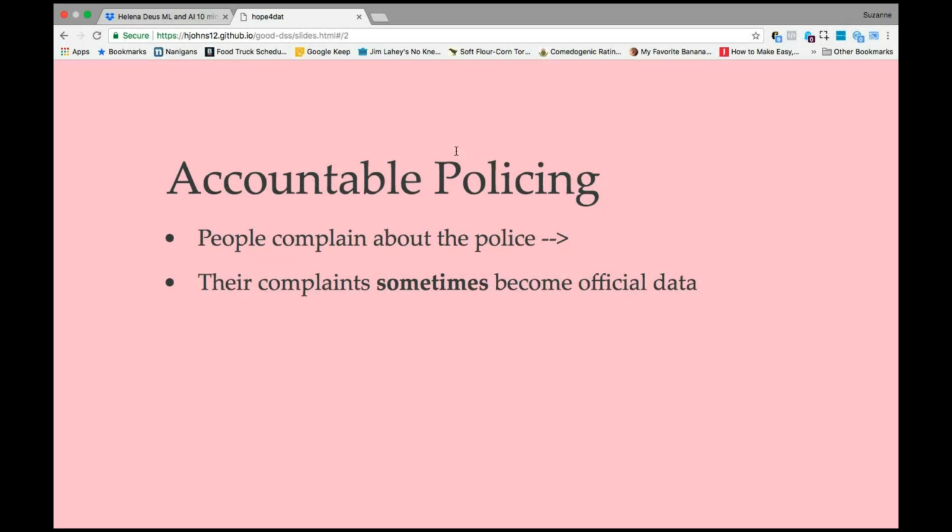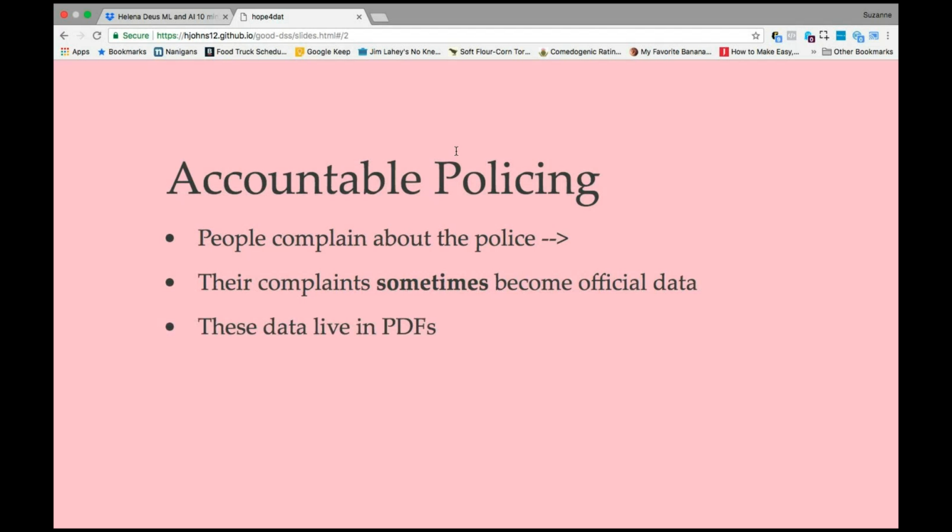So about accountable policing, just some background on the projects that I'm going to address. People complain about the police a lot, and sometimes these data points are elevated into official data sets. These are organized by civilian complaint review boards. Each row represents an individual who has complained about a police officer. So there is an individual's name, a police officer's name, and then any disciplinary action that the CCRB has decided should be taken against that police officer. These data sets are required by law to be publicly available.